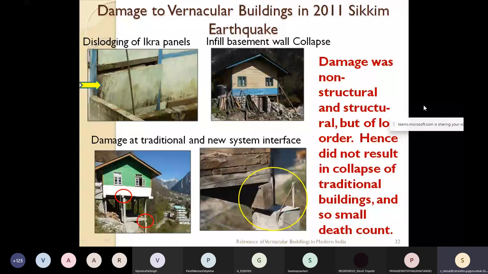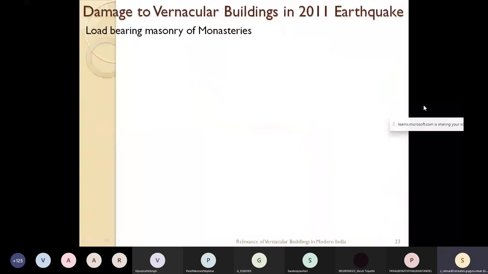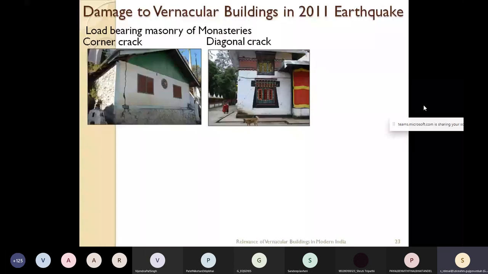Now, let's see what happened to the... sorry, still. Also, there are a lot of monasteries, and monasteries are typically masonry structures, with some timber elements. So needless to say, corner cracks developed, and maybe because of these big openings, diagonal cracks have developed. In some places, of course, the damage was more. But these walls are pretty thick, and as a result, hardly any monastery had collapsed.